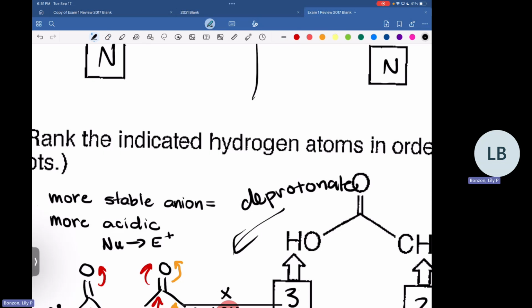The Nu is going to be a nucleophile, and so that's going to be a source of electrons such as a lone pair or a double bond or triple bond. And then the E is going to be the electrophile. So that's going to be a partially positive or a positive charge. So that's always the way you're going to do resonance arrow pushing and mechanism arrow pushing.